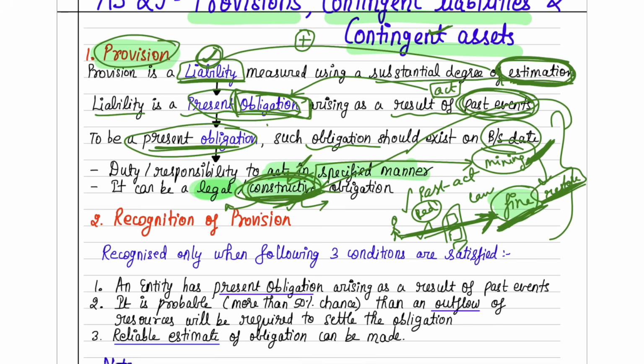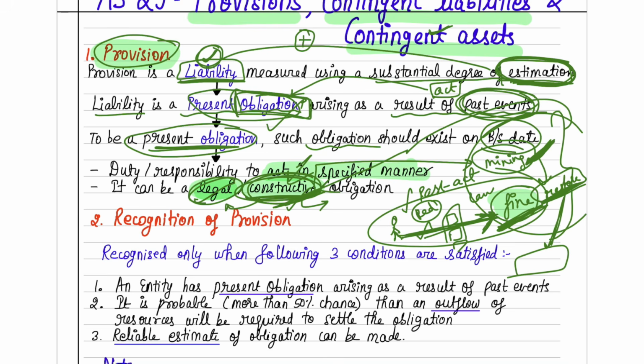Either due to a constructive act, obligation may arise, or due to a legal act, your obligation may arise. So legal act example, I told you, you are breaking a signal, or constructive act may be the mining. Now if you don't restore the mine, the people who are living in and around can complain, and obligation may arise on you. So like that.